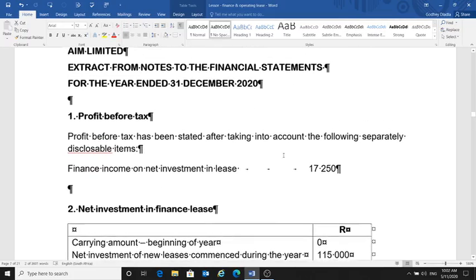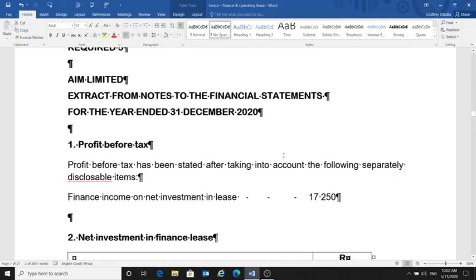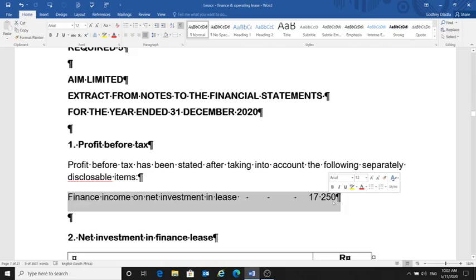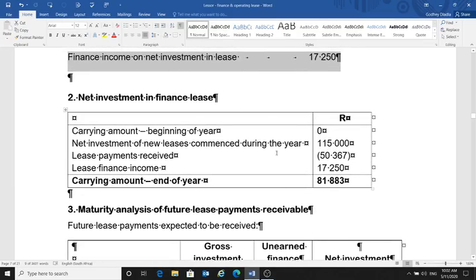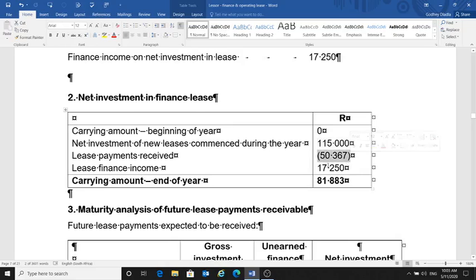Right, the first one is this one. Okay, you will put the finance income under profit before tax, 17,250. That's the interest for 2020. And then the second one is this one. It's a fairly simple one also. In short, they're saying you started with 115 in the lease. The person paid 50,000. The interest for that was 17,250. The closing balance is 81.